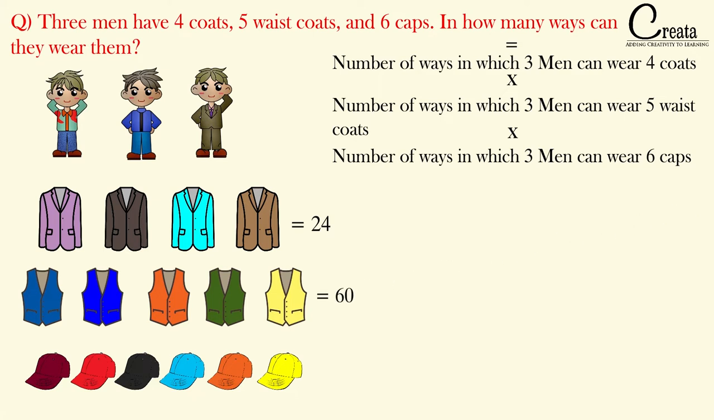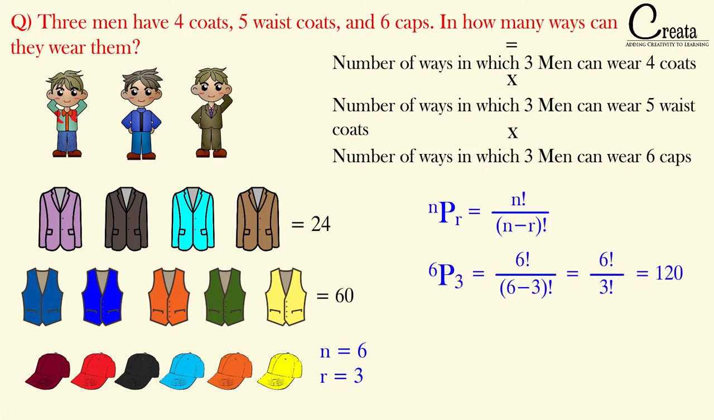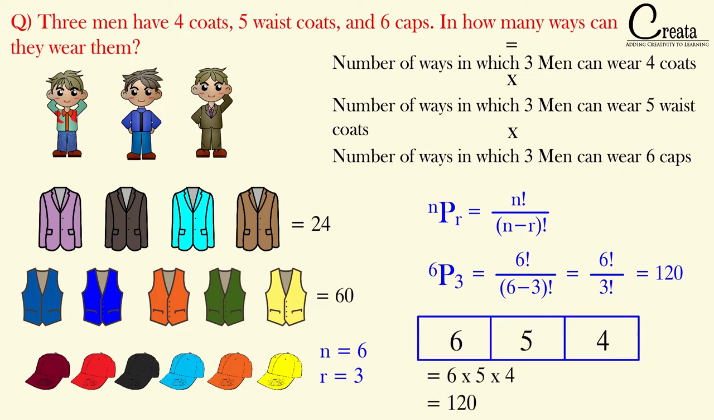Lastly, let's see the number of ways in which the 3 men can wear 6 caps. Again, the number of items is equal to 6, that is n equal to 6, and r equal to 3. Let's put the value in the formula of the permutation. We got the answer as 120. And we can also get the same answer by using the fundamental principle of counting. That will be 6 into 5 into 4.